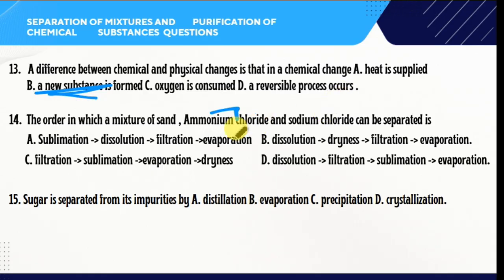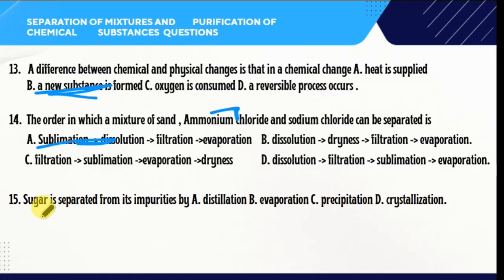Next, let's take a look at the options. Which option do you think follows the right approach? Yes, you are right. It is Option A. That is sublimation first, followed by dissolution. After dissolution, we are going to use filtration to remove the sand, then evaporation to get back our sodium chloride. Okay, moving on.